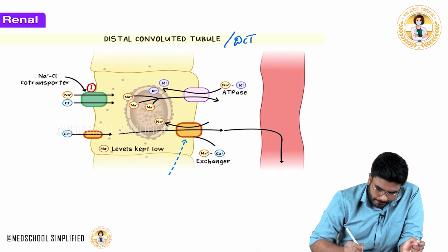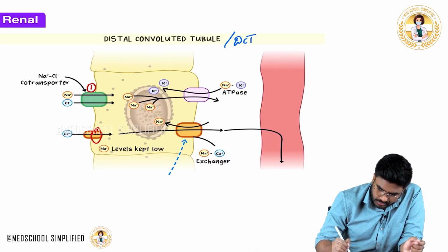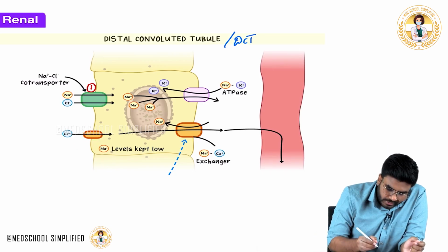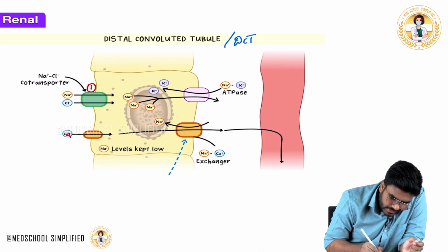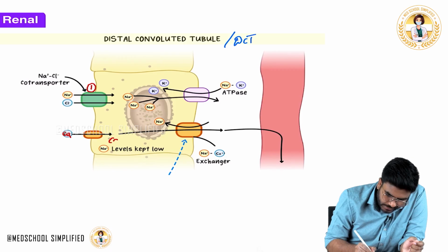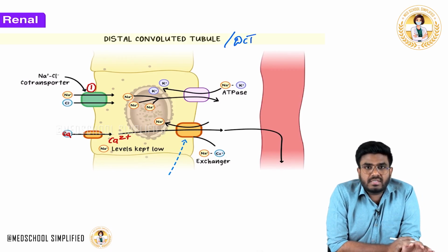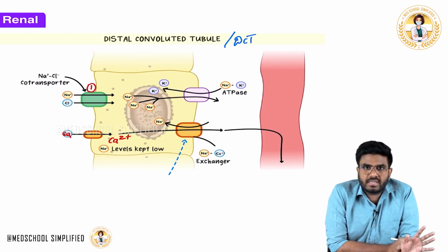Now after this, what is the second important transporter? The second important transporter is this one, which I am showing you. What is this transporter doing? It is going to take the calcium ions. This is not chloride, it's Ca. The calcium is going to enter into the cell. The point is that the calcium level inside the cell is already more.